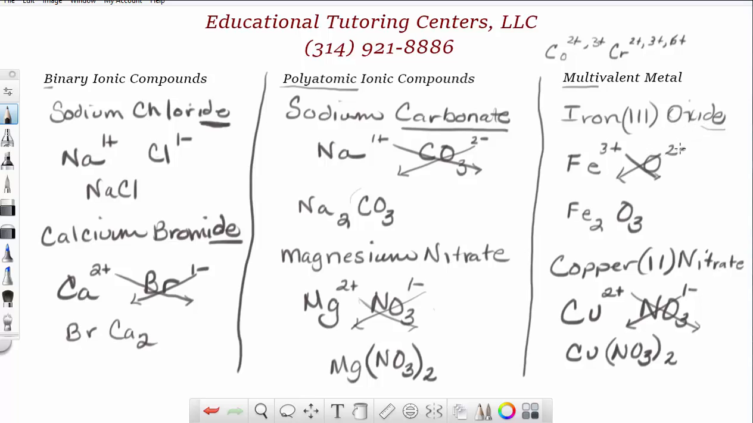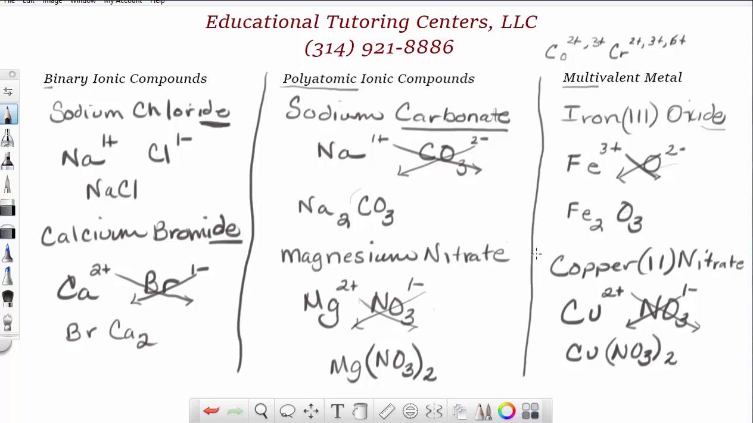We know that oxygen has a 2- charge, and so when we do our crisscrossing, we end up with Fe2O3. Now, a lot of times students get confused and they think this is iron 2. Well, this is not iron 2. This is the result of doing your crisscrossing, and so this is iron 3 based on that.